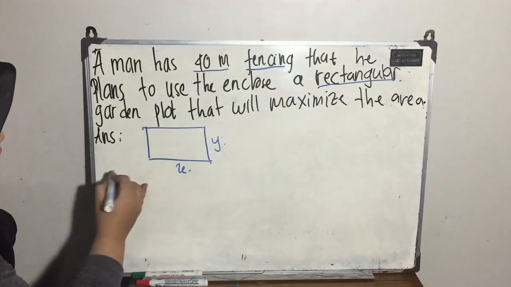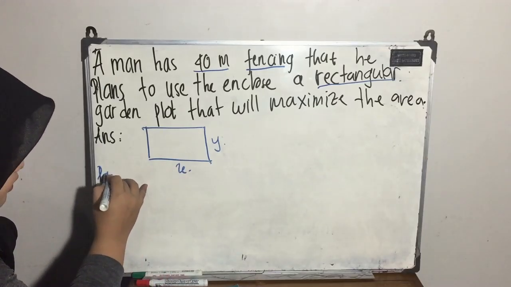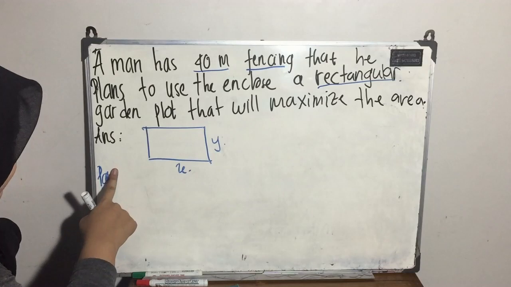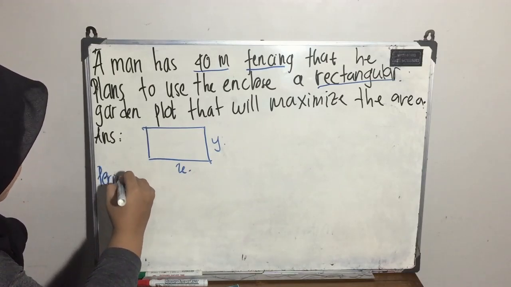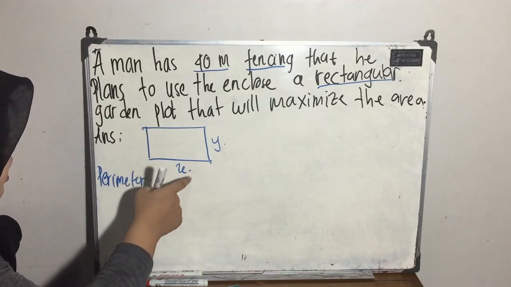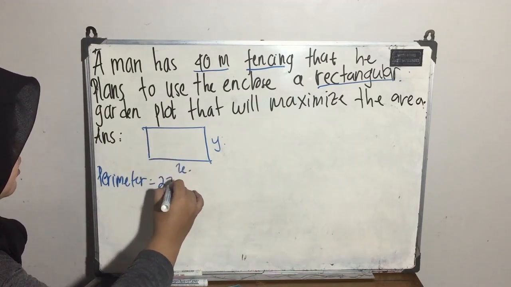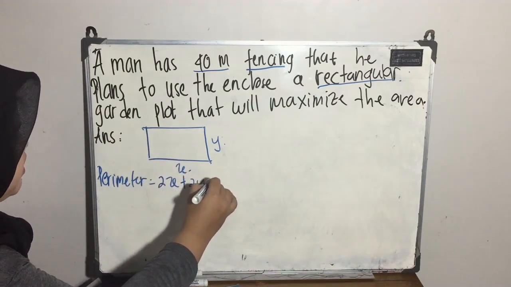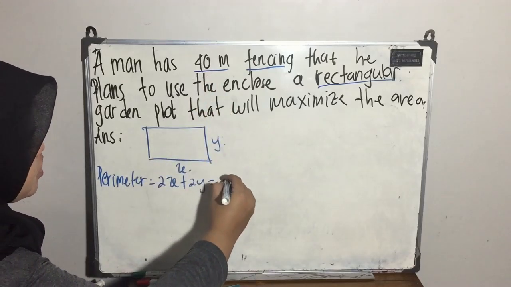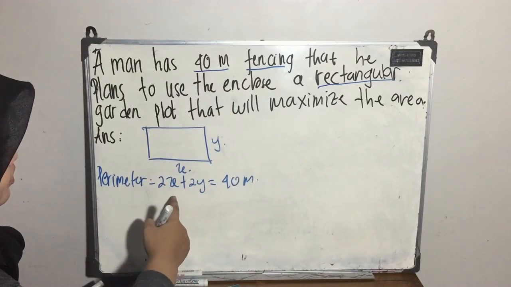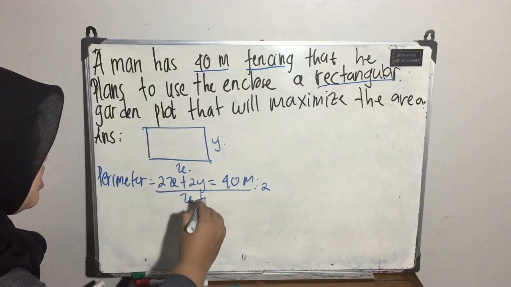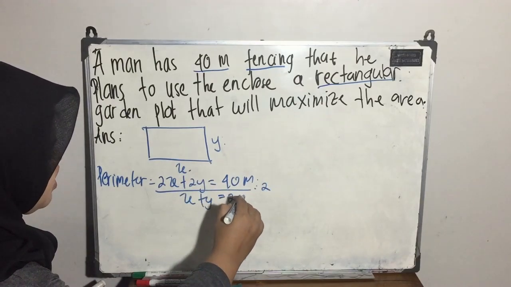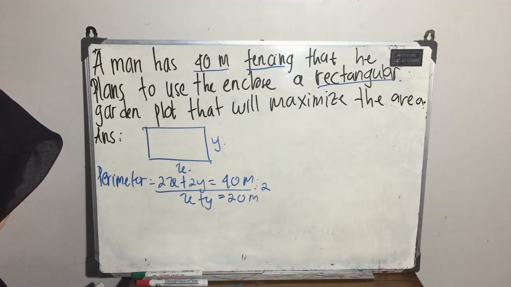So the perimeter is 2x plus 2y, because they say 40 meters, so it should be 40 meters. So we divide all by 2, it should be x plus y equals 20 meters.